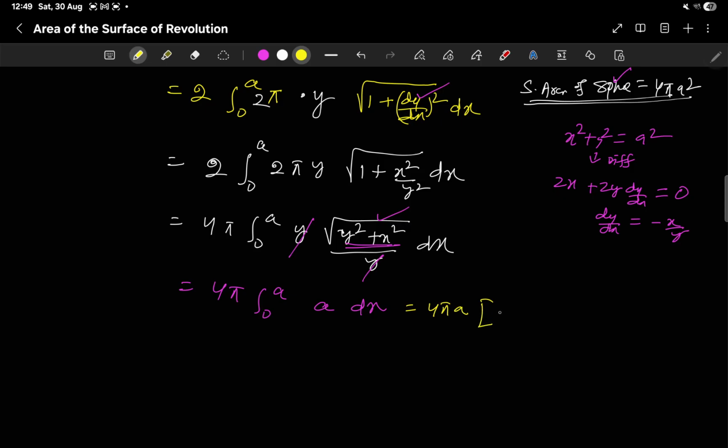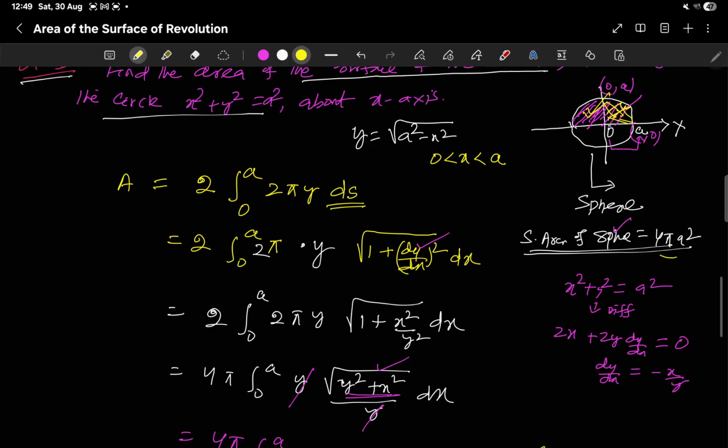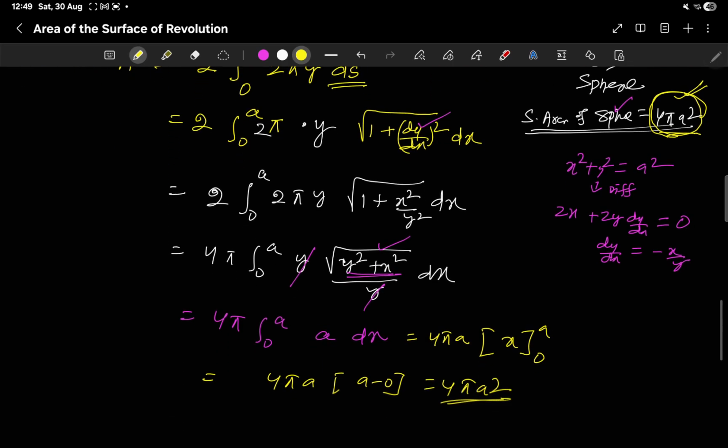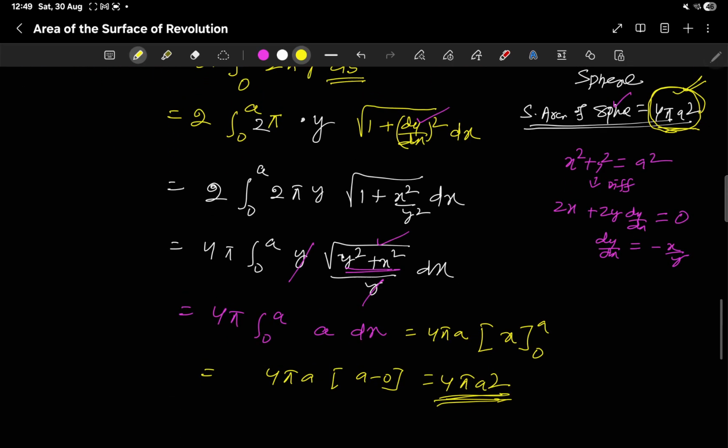The integration of dx is your x, here 0 to a, so this is equal to 4 pi s times (a minus 0), which is 4 pi s square, right? So what are we getting? The surface area of this sphere, isn't it? So if you rotate the circle here about the x-axis, you generate this sphere, and the surface area, as you learned in school geometry, is 4 pi s square, and we proved it.